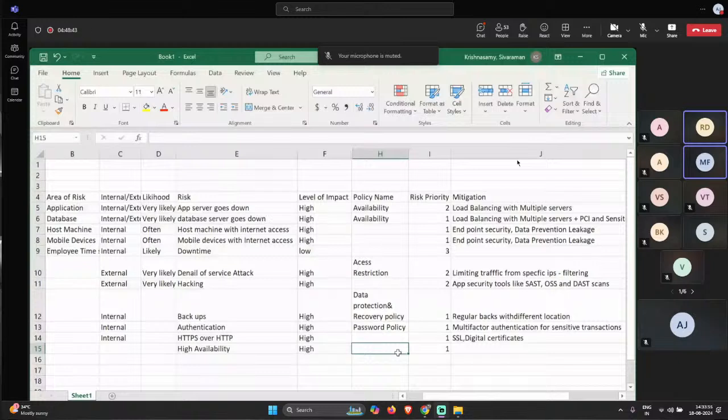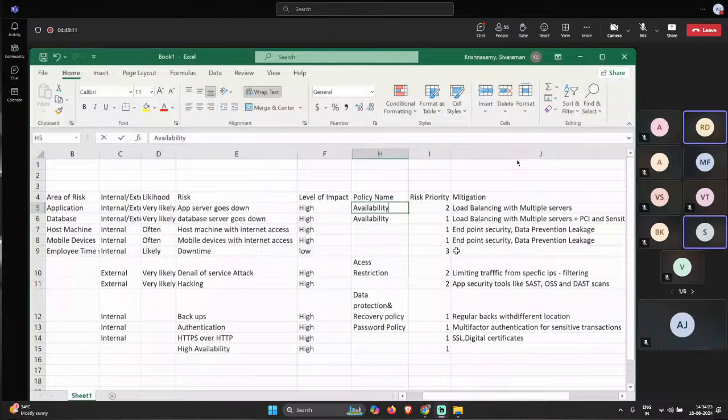Availability, policy name. Hold on. The policy name cannot be availability, as there is no policy called availability. It should be downtime? No. That's what it should be, a business continuity policy. If you're talking about business continuity for a server, that's the first line. Then you need to keep it as BCP policy for application server, or BCP.